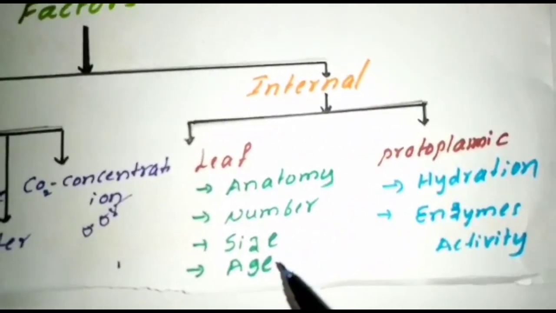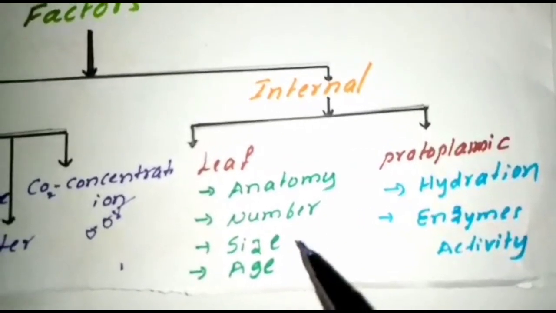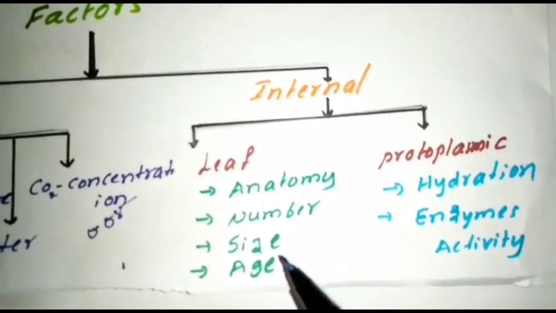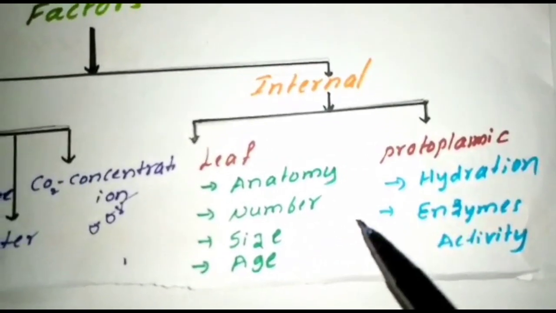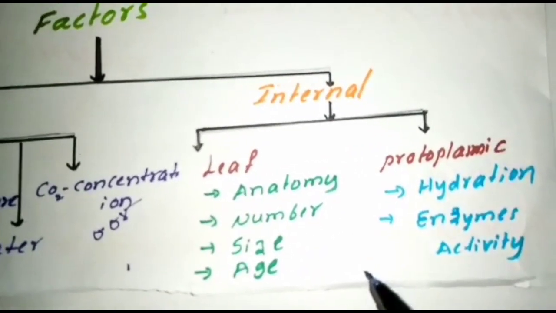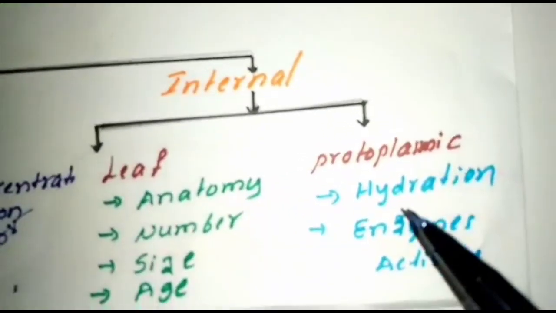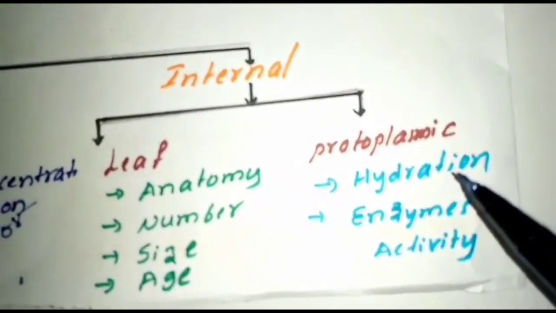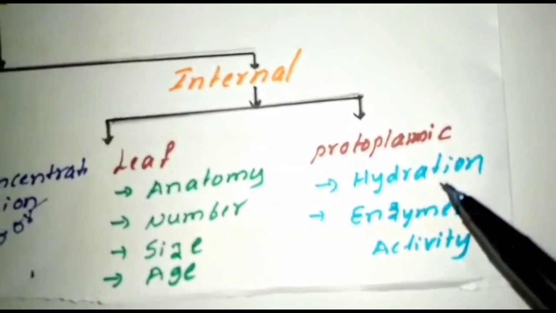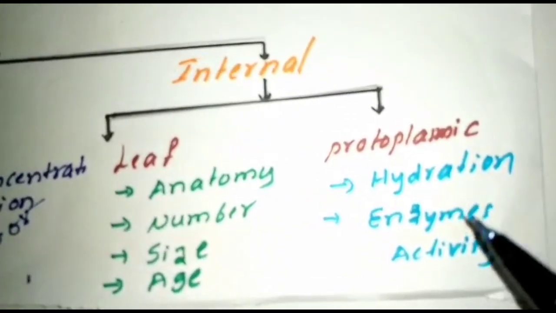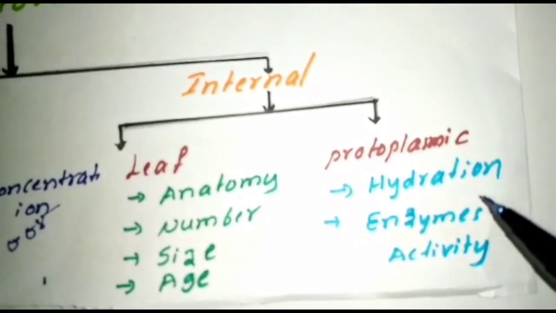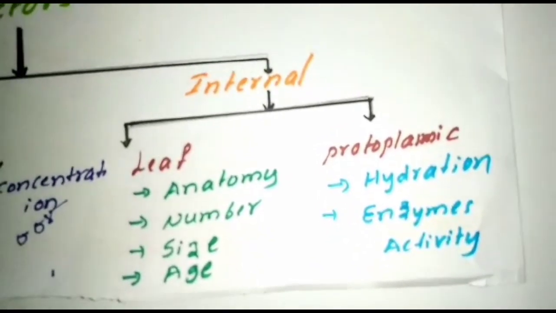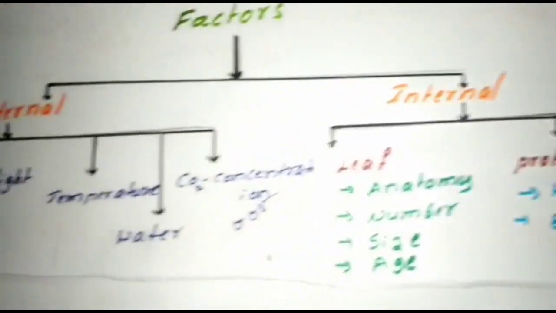Age of the leaf: young leaves have more photosynthetic capacity. As the leaf age increases, the rate of photosynthesis falls. Then protoplasmic factors: hydration, meaning the amount of protons available in the chloroplast, impacts the rate of photosynthesis, and also enzyme activity. If the enzymes are more active, the rate of photosynthesis will be more and more. These are the factors, external as well as internal.